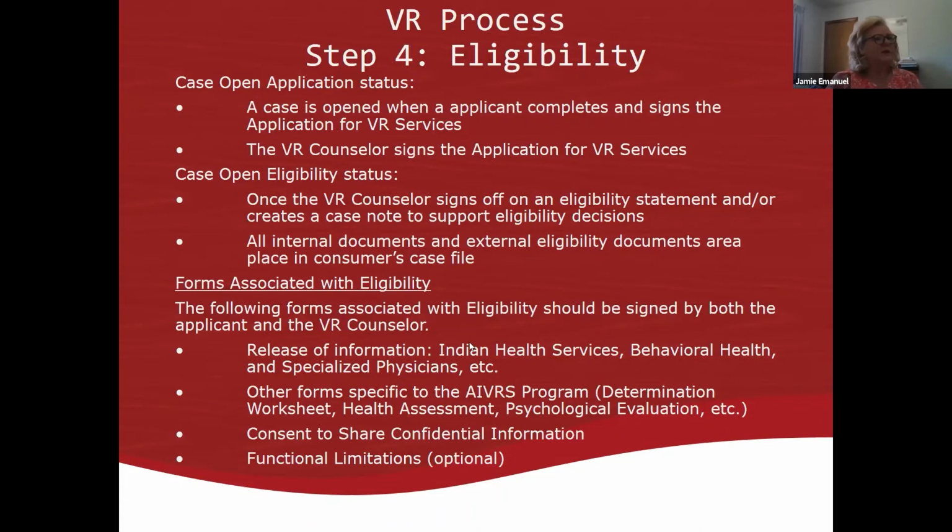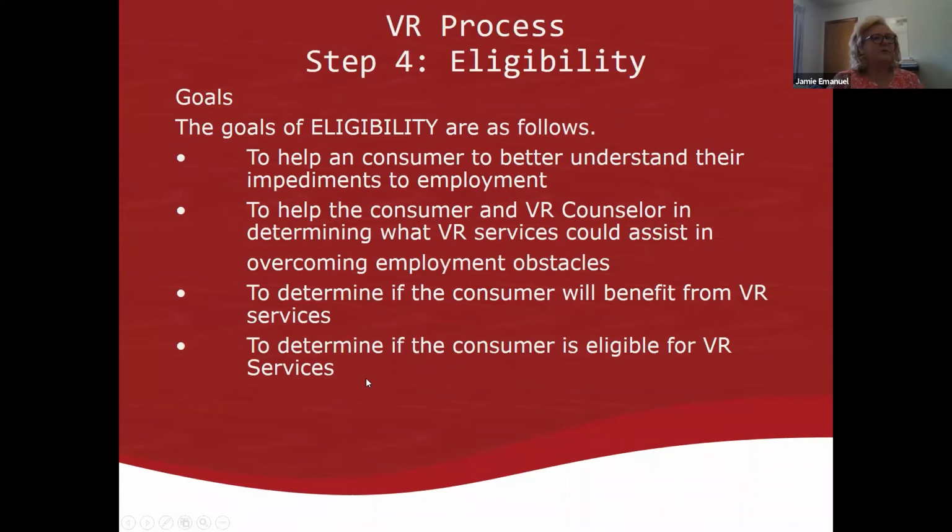And then also, some folks complete a functional limitations assessment. I'm not sure how many people use that, but it would be important to do that. And then we'll go on to the goals of eligibility. They are as follows. When we're determining eligibility, the goal is to help a consumer to better understand the impediment to employment. So what are the roadblocks to employment? We want to really look at that when we're determining eligibility. And to also help the consumer and the counselor determine what VR services could assist in overcoming employment obstacles.